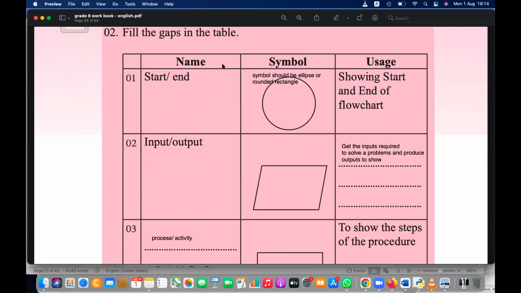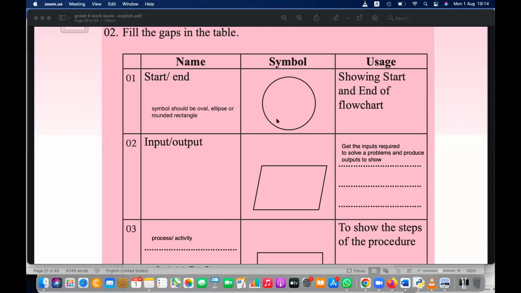Start and end. What is the symbol which is used for start and end? Circle? Oval? It is oval or ellipse, right? It is not a circle. It is oval, ellipse, or rounded rectangle. The symbol given in your book is wrong. Please put an asterisk and write it down using a pencil: the symbol given is wrong, and the symbol should be oval, ellipse, or rounded rectangle. That is the correct symbol.